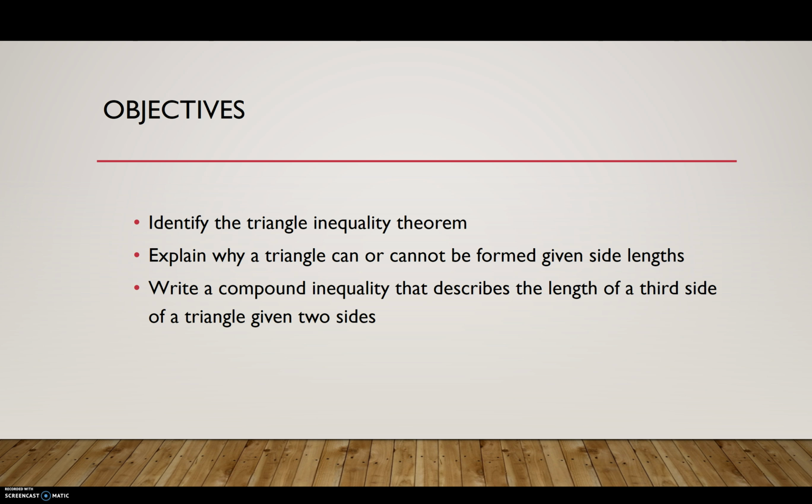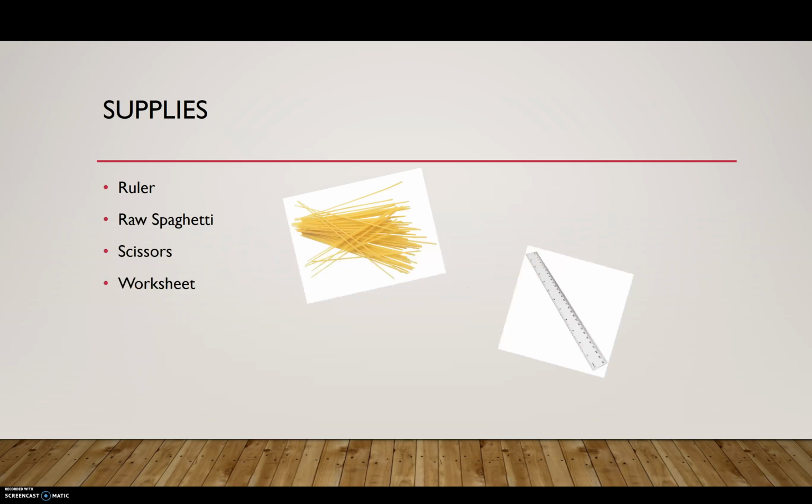And building off of that, an objective that I would have my students complete is to explain why a triangle can or cannot be formed by the given side lengths. And then finally, writing a compound inequality that describes the length of a third side of a triangle given the other two sides. So just figuring out how long the third side can be, between what two numbers. The supplies needed are a ruler, raw spaghetti, scissors, and then the worksheet, obviously, that I would provide my students with.